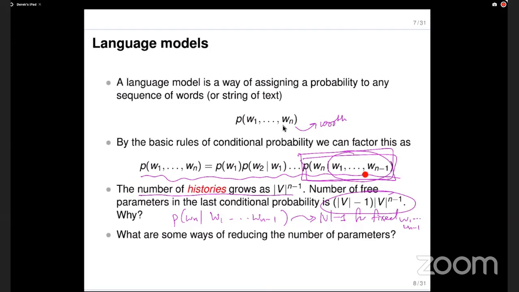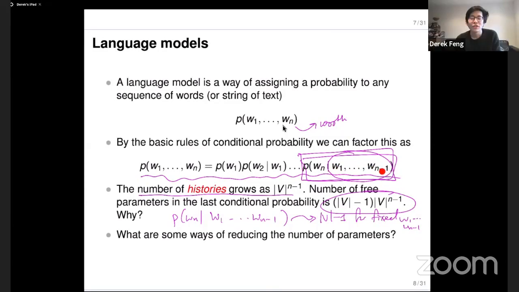So each of W1 through Wn minus 1 is a free parameter. No. Intuitively, let's think about what we're doing. We're trying to specify this distribution. How do I specify this distribution in general? I want to specify the probability of Wn given W1 to Wn minus 1, which is just a conditional distribution. The conditioning part is W1 to Wn minus 1. Each of these, because it's a categorical variable, has V possibilities.